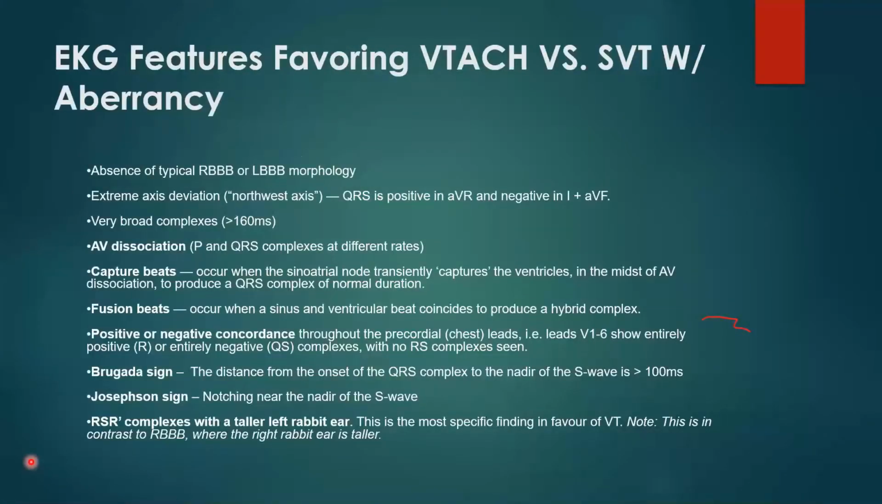So real quick, we're just going to talk about VTAC and SVT with aberrancy. SVT with aberrancy is basically just an SVT that's a wide complex. It can be seen with Wolff-Parkinson-White syndrome. It can be seen with patients that have right bundle branch or left bundle branch morphologies.